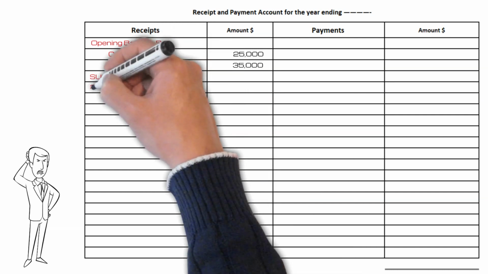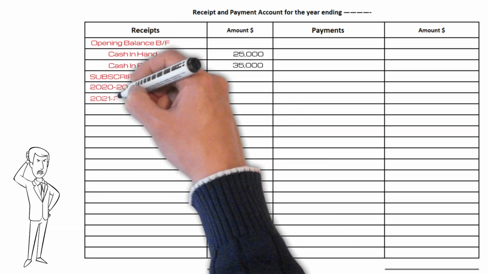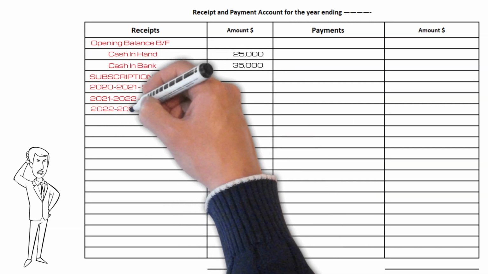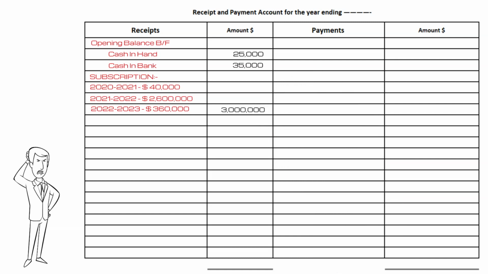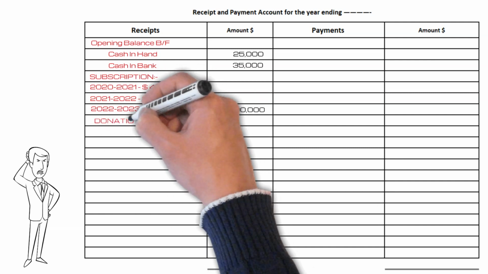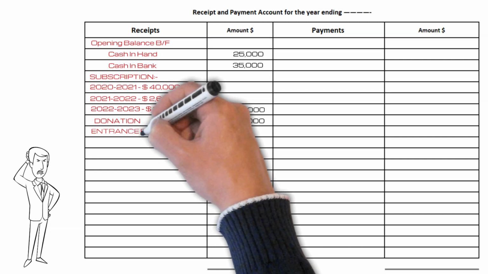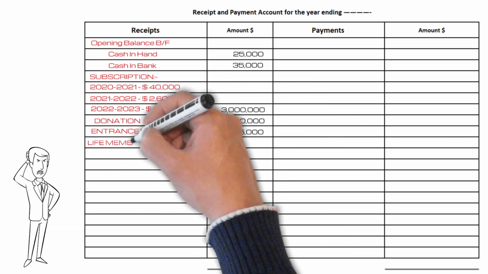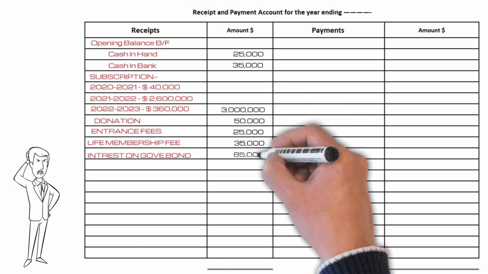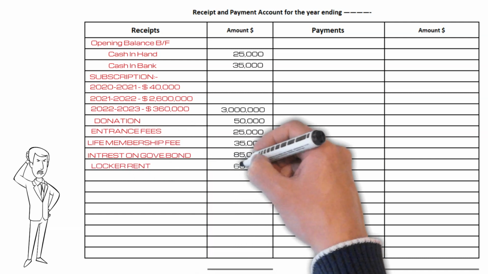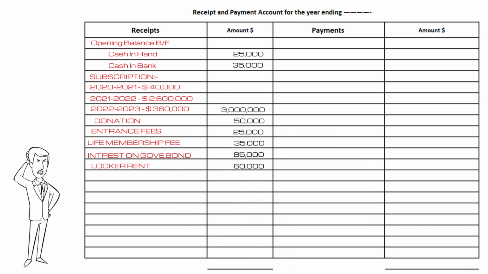Subscription. 2020-2021 $40,000. 2021-2022 $2,600,000. 2022-2023 $360,000. Total is $3 million. We have received subscription for past due, current year and advance subscription for next year. So, it should be receipt. Donation $50,000. It's a receipt. Entrance fees $25,000. It's a receipt. Life membership fee $35,000. Receipt. Interest on Gov. Bond $85,000. It's a receipt. Locker rent $60,000. It's a receipt.